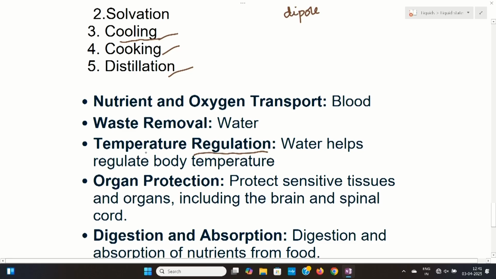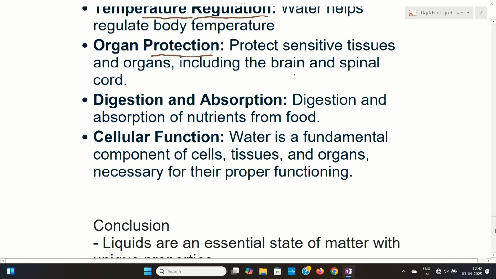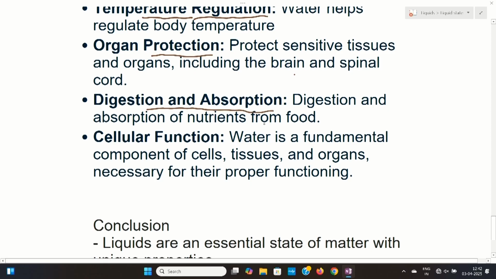Another thing is temperature regulation. To regulate the body temperature, liquids are used in our body. Another application is organ protection. We know that our brain and spinal cord are very sensitive tissues. They are protected by the liquids or fluids in our body. Another application is that liquids are used for the digestion and absorption of food.